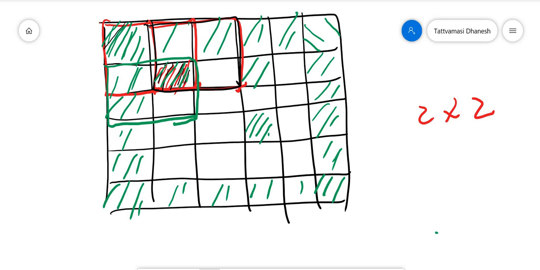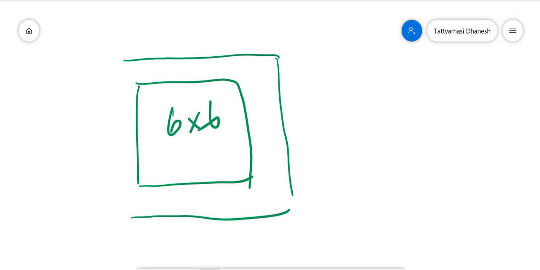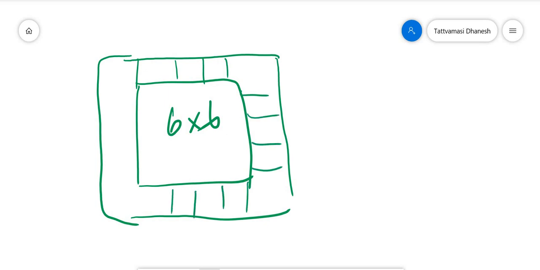So what we do is, for example, if you have a map like this. Sorry, this is your input image. Let us assume that this is a 6 by 6 image. Now I will introduce one more row and column surrounding this.